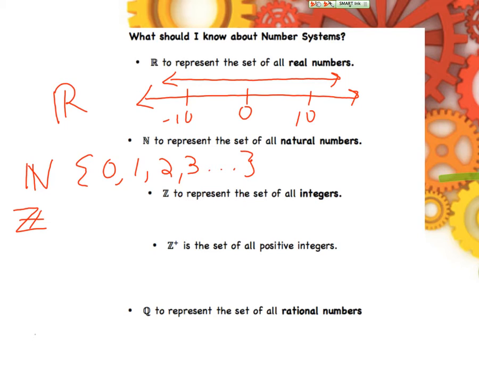Z represents the set of all integers. So remember, integers can be positive or negative. And so I've got positive or negative 1, positive or negative 2, and so on. And sometimes you see it where you've got it on both sides and like dots on both sides. You might have seen it that way.